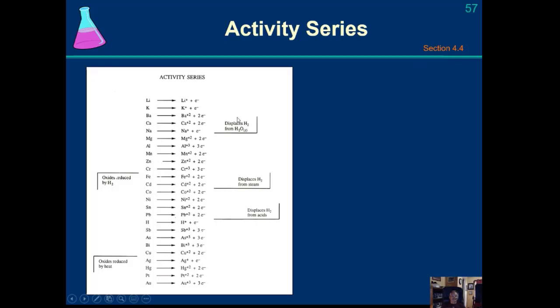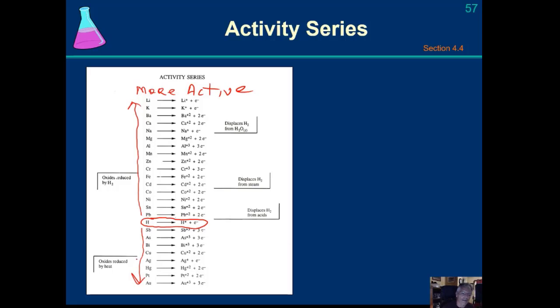This is another version of the activity series, and one of the things I wanted to use it for was to explain to you about acids and why some metals don't react with acids. So if I take lead or tin or nickel, anything that's above hydrogen on the activity series, because remember, these are more active or more reactive, and these are not more reactive.